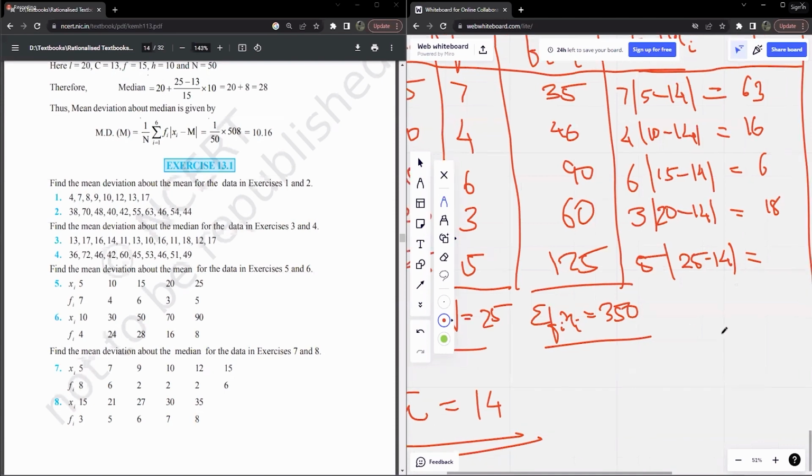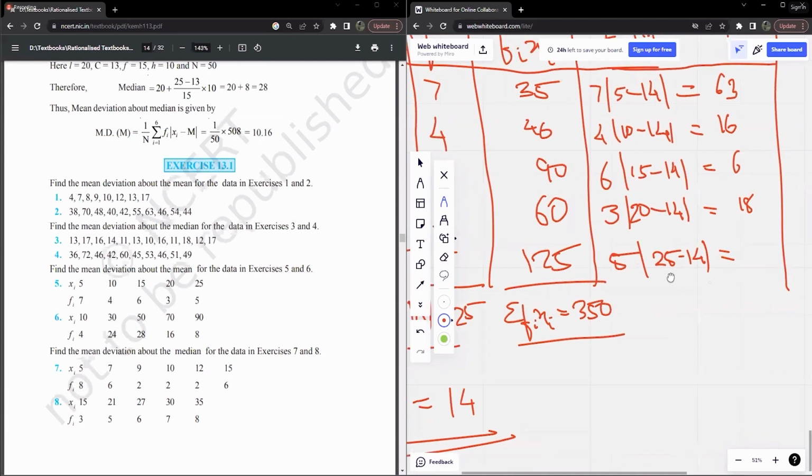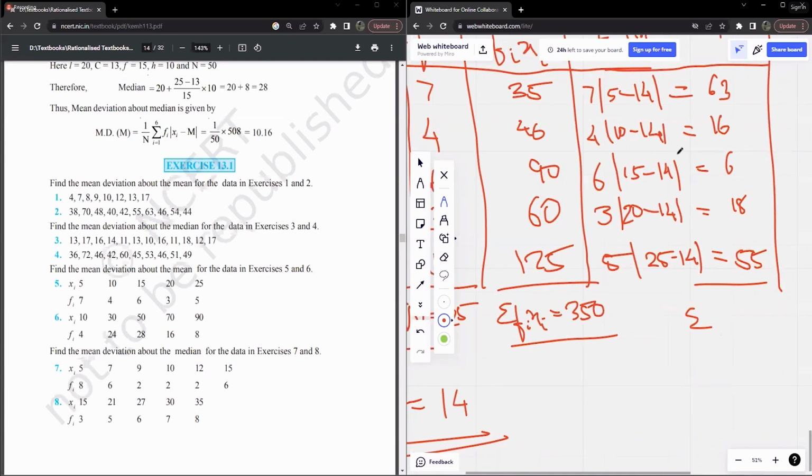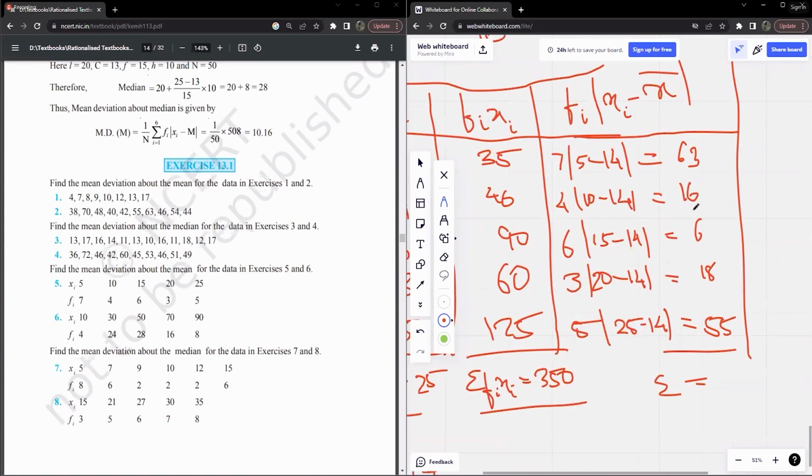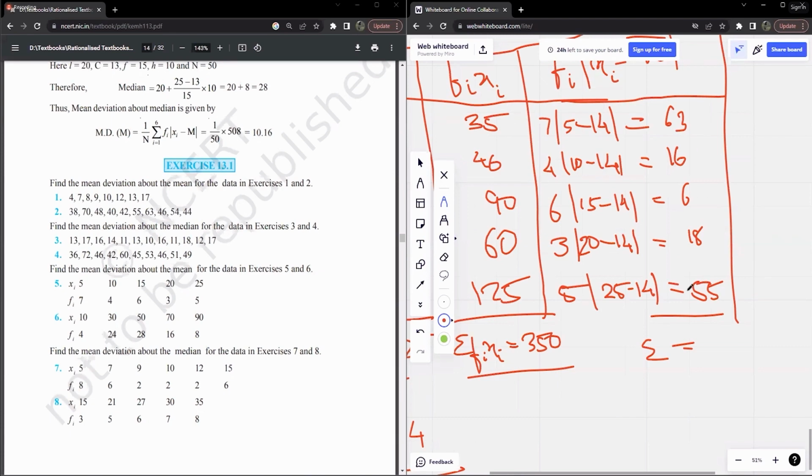Right? Summation of all this is going to be equal to, this is 63 and 16 gives me a 79. This is going to be an 85. Right? 85 plus 5 is 90. 90 plus 50 is 140. 140 plus 18 is going to be 158.